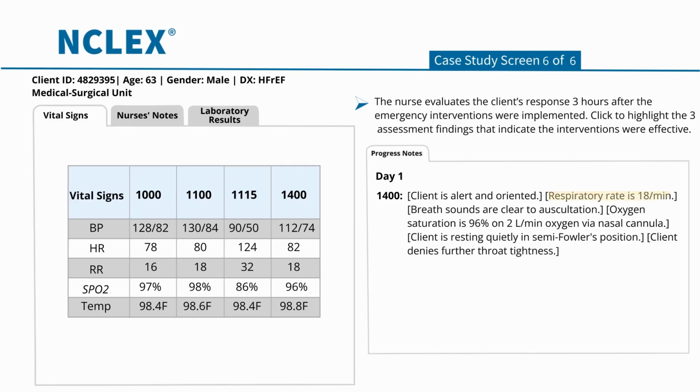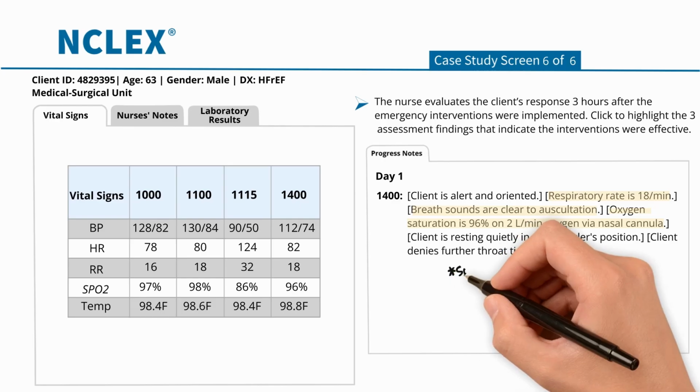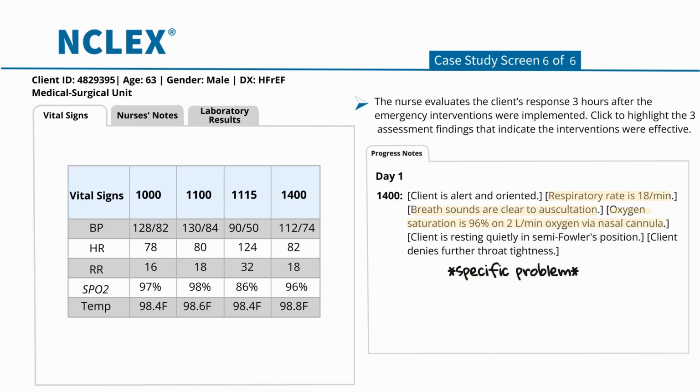The indicators of success are respiratory rate of 18, clear breath sounds, and SpO2 of 96. While being alert is good, we are evaluating the specific problem, respiratory failure from angioedema. Therefore, clear breath sounds and SpO2 of 96% are the target outcomes that prove the epinephrine worked. When evaluating, always ask, what was the specific killer in the previous screen? If the killer was an airway block, the victory is a clear airway.